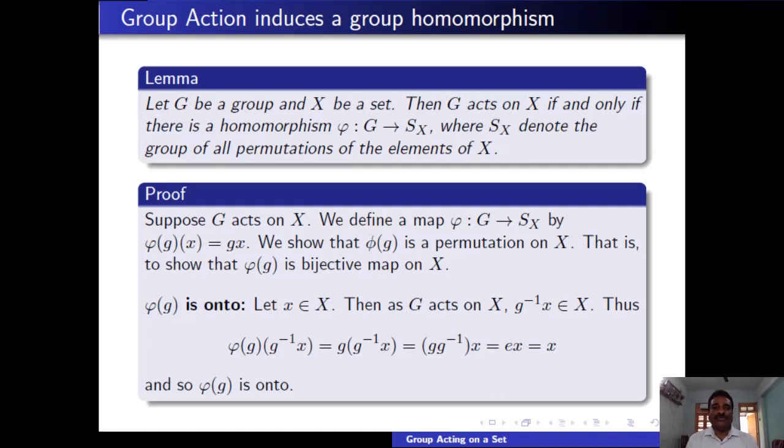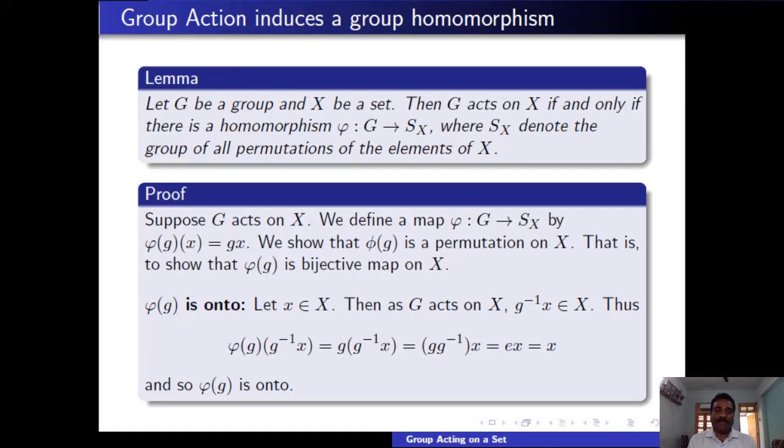So we show that, in fact, for any g in G, phi of g belongs to S_X. That means it is a permutation on X, or a bijective map on X. To check whether that one is a bijective map, we need to show that it is onto and one-one. First of all, we will check phi of g is onto.